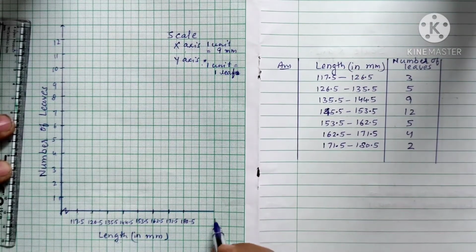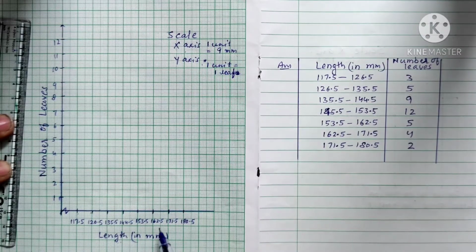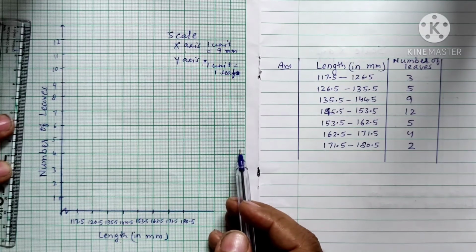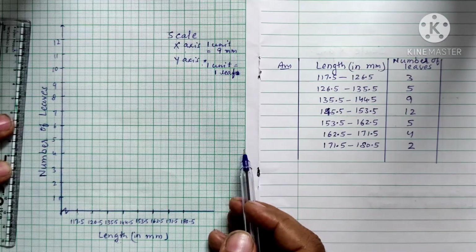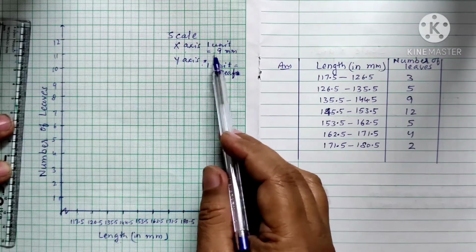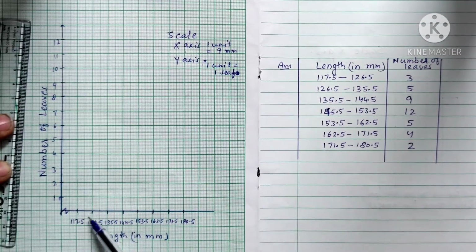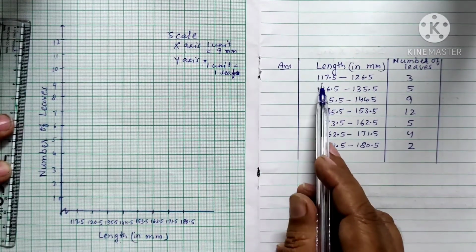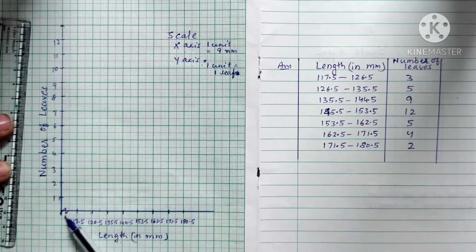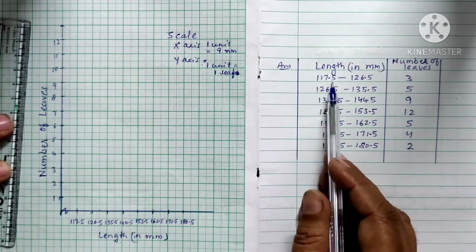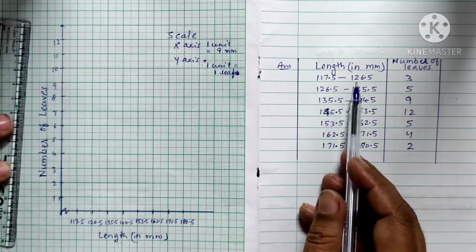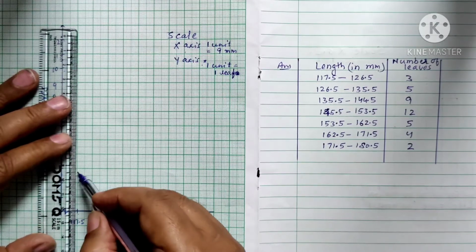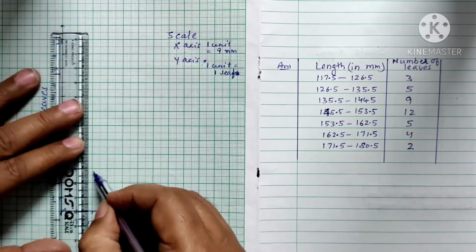On the x-axis we have drawn the length in millimeter, and on the y-axis we have marked the number of leaves. We have converted this into continuous frequency class interval. On the x-axis we have taken the scale, 1 unit equals 9 millimeter, and on the y-axis 1 unit equals 1 leaf. Now you can see we have drawn a kink here, since it is not starting from 0. For the length 117.5 to 126.5, the number of leaves is 3, so we'll go up to 3, and then we'll draw the rectangle.